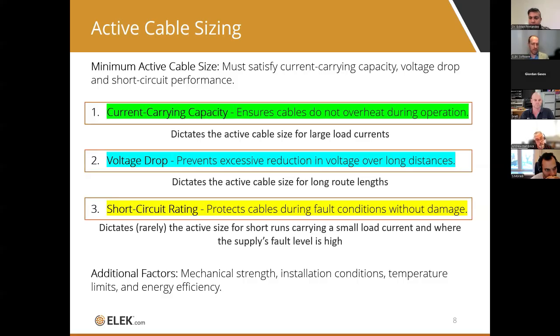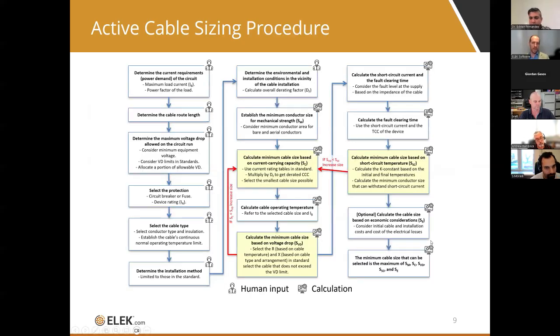There are additional factors that we need to consider for minimum active cable size, including mechanical strength, minimum size to meet mechanical strength, the installation conditions, temperature limits, and also energy efficiency. I'll talk about that as we go. In terms of the calculations, if you look at it from start to finish, sizing an active cable, there's actually quite a number of steps involved, some involving human interaction or human input, and this is sort of a flow.